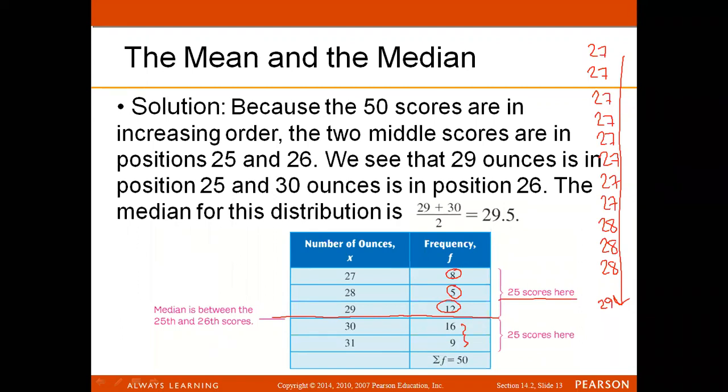So by the time we hit the 25th entry, we'll have the 29. And on the 26th entry, sorry, I was looking at the wrong column, we will have the entry 30. So we'll sum 29 plus 30 and average it to get 29.5 as our median.